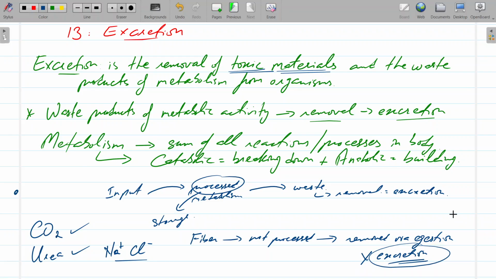We excrete through feces, no? Feces may have some materials that are excreted. Otherwise, it's undigested and unprocessed material. So excretion is either through the lungs for carbon dioxide gas or through the urine for urea and other stuff.